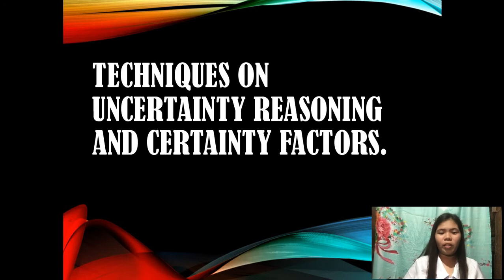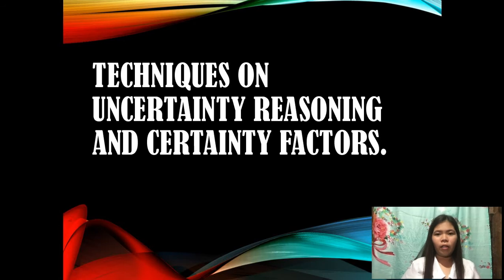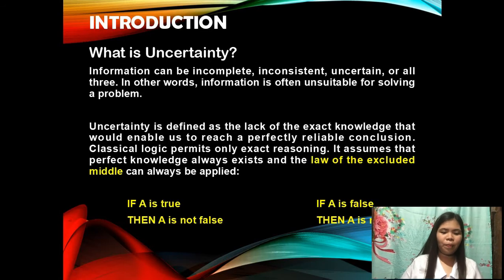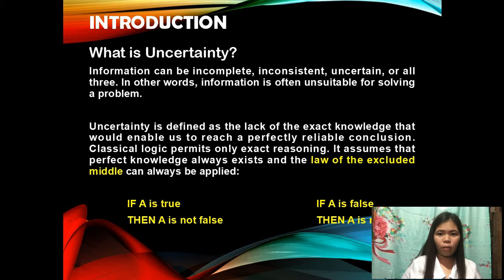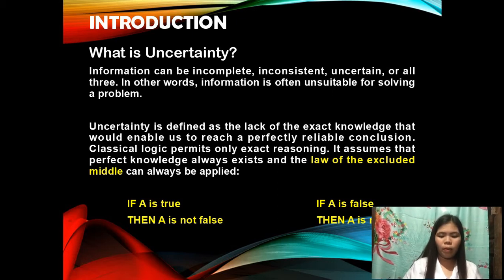I'm going to report about techniques on uncertainty, reasoning, uncertainty factors. Introduction. What is uncertainty? Information can be incomplete, inconsistent, uncertain, or all three. In other words, information is often unsuitable for solving a problem. Uncertainty is defined as the lack of the exact knowledge that would enable us to reach a perfectly reliable conclusion.